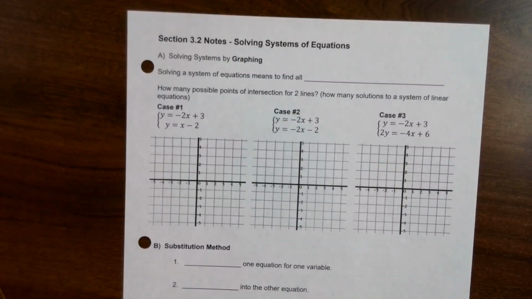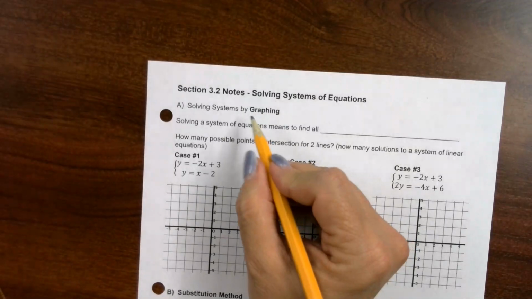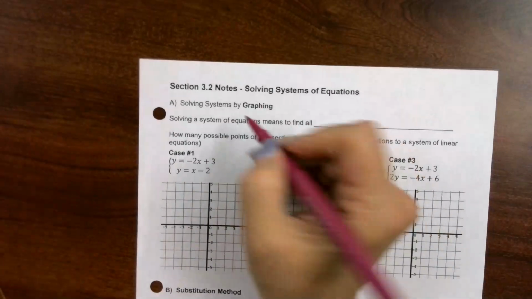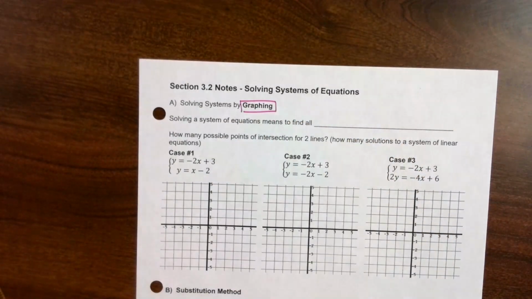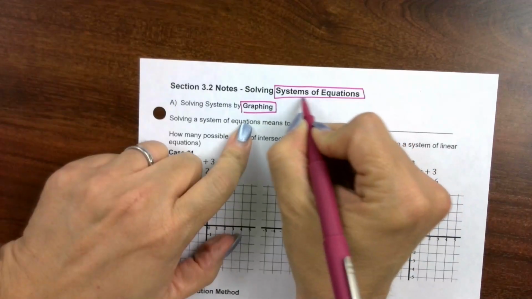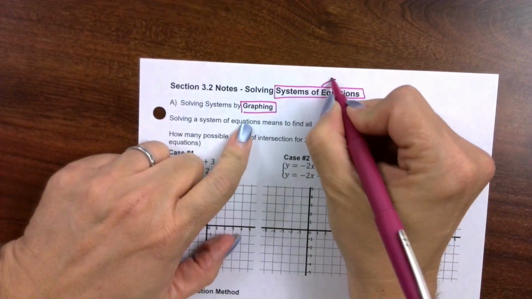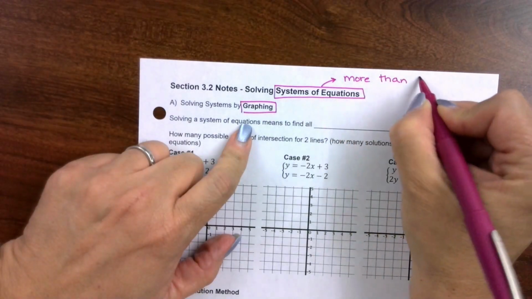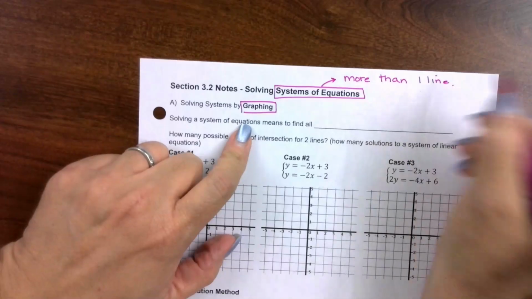All right, this is lesson 3.2, and I'm going to break this into two parts. The first part we're going to do here is graphing. We are going to solve a system of equations by graphing. When I have a system of anything, a system of equations is going to mean more than one line. That's what the system tells me.